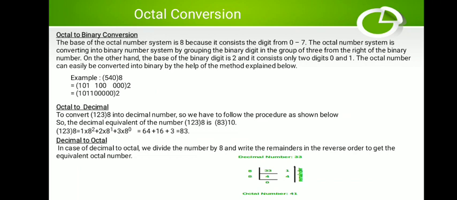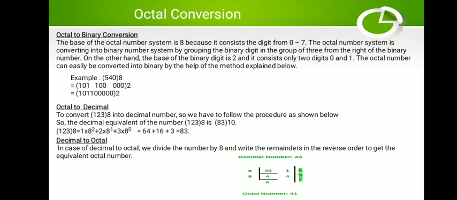If it is a fractional part, after the decimal point, we will start numbering in the same way, but we move from left to right after the decimal point. Here it was from right to left. For a fractional number, it is from left to right. Represent each digit in a 3-bit equivalent binary number.